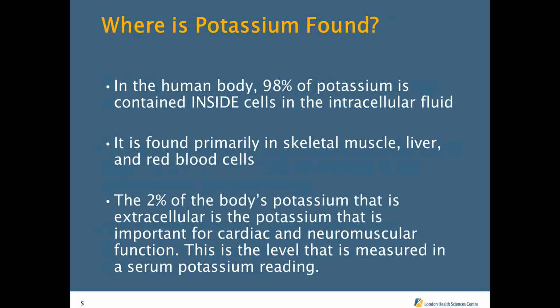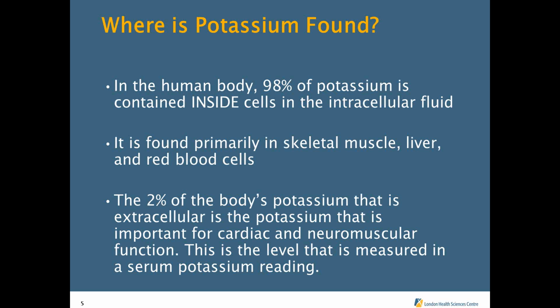So where do we find potassium in our body? Most of it, as I said, 98%, is actually inside the cells in the intracellular fluid. Most of the potassium is found in our skeletal muscles, liver, and red blood cells. And that will, again, become important when we talk about causes of hyperkalemia, because a number of those causes are related to damage to those skeletal muscle cells and red blood cells in the body.